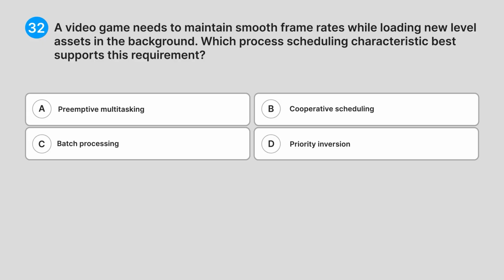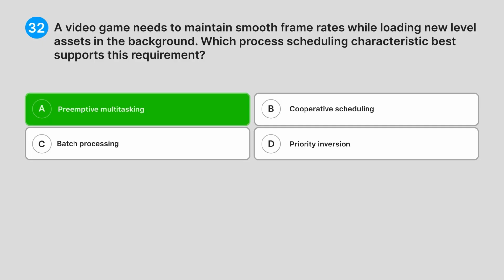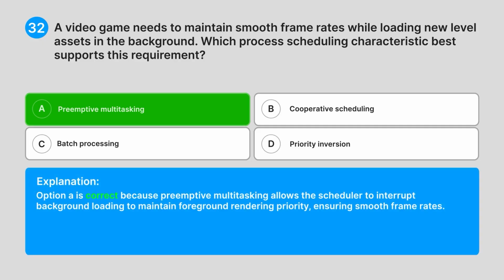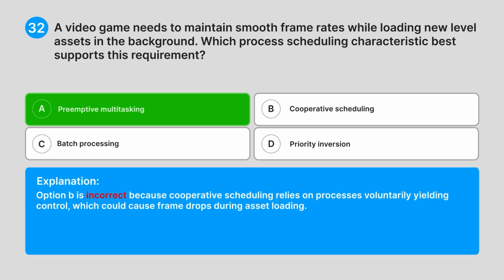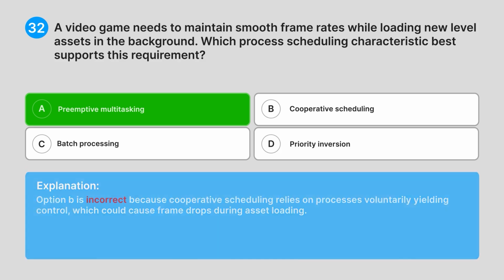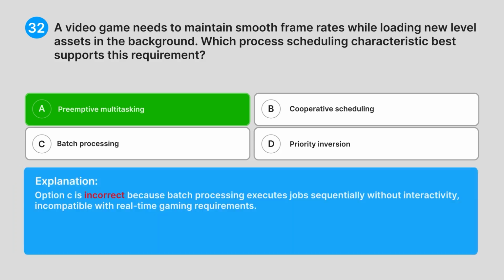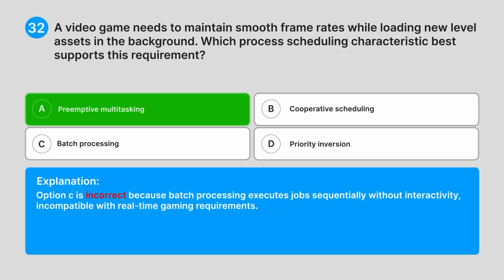Correct answer. A. Preemptive multitasking. Explanation: option A is correct because preemptive multitasking allows the scheduler to interrupt background loading to maintain foreground rendering priority, ensuring smooth frame rates. Option B is incorrect because cooperative scheduling relies on processes voluntarily yielding control, which could cause frame drops during asset loading. Option C is incorrect because batch processing executes jobs sequentially without interactivity, incompatible with real-time gaming requirements.